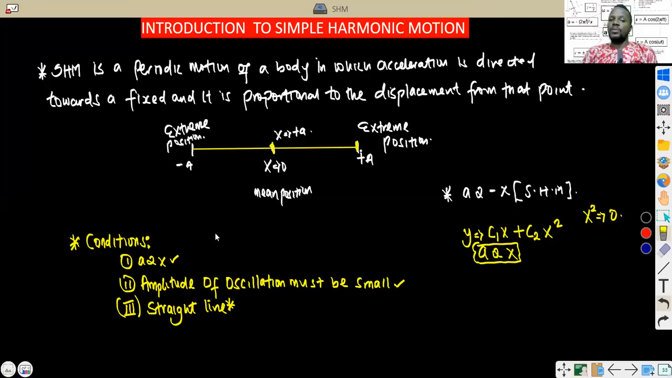So guys, about the simple harmonic motion definition, acceleration must be directed towards a fixed point. Acceleration must always be proportional to the displacement. I never told you square of displacement, but the displacement, which is one of the most important factors in understanding this. So let's move to the next slide. Like I said, we don't have much to talk about.